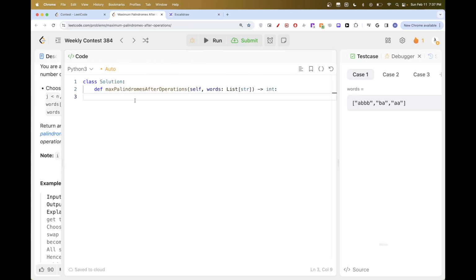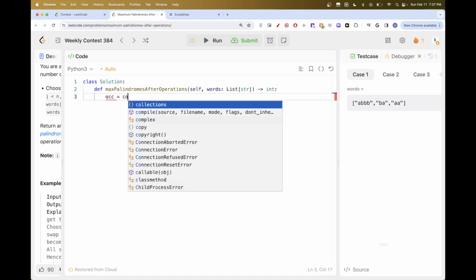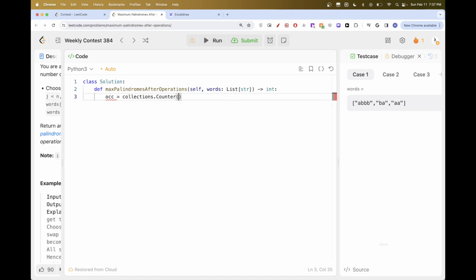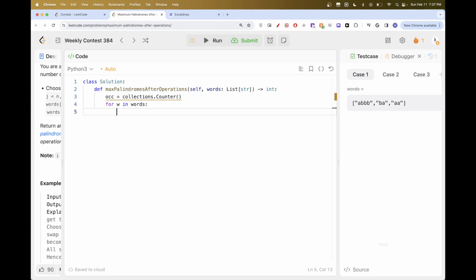So first we said that we need a counter here for how many characters we have. So that's what we'll create. This would be a counter, and then for each word we just go through the characters. For C and W, we will increment by 1. So we'll put them all in one bucket in this counter.